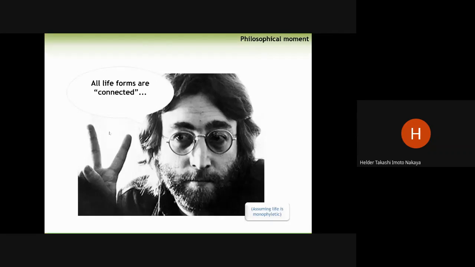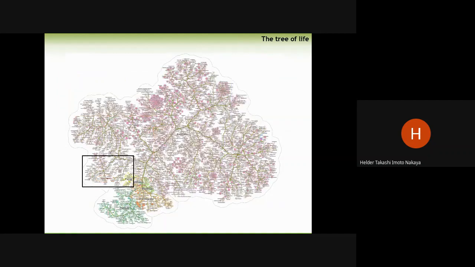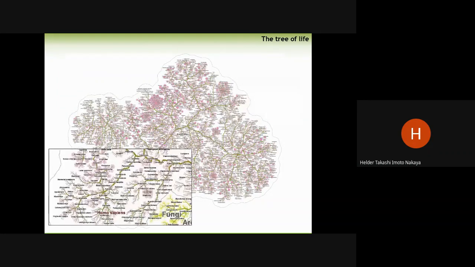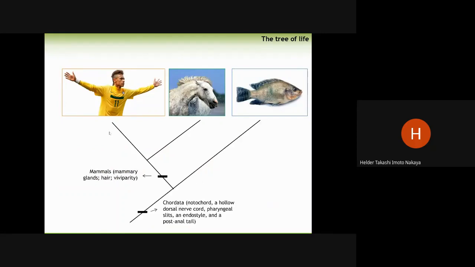Well, one important reason is that all life forms are connected into a huge network, okay? Unless synthetic biology already advanced a lot, all the life forms are connected. If you see the tree of life, you can see that all organisms are connected into a huge network. And if you zoom in here, you can see, for example, three organisms that share some characteristics. For example, these two here are mammals, and these three here are chordata. They have similar characteristics that put them into a similar group.